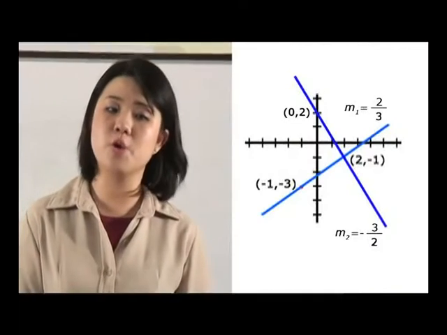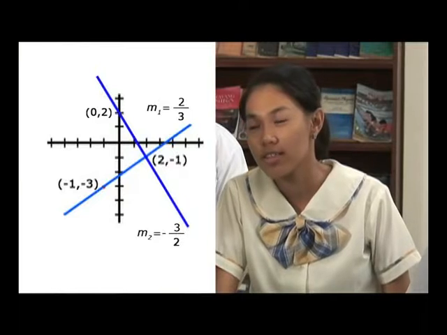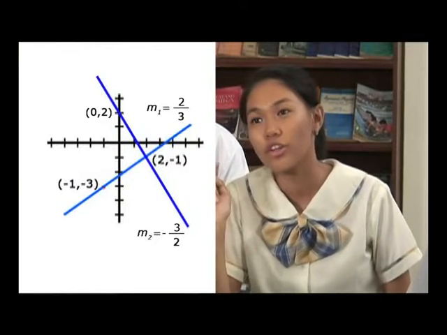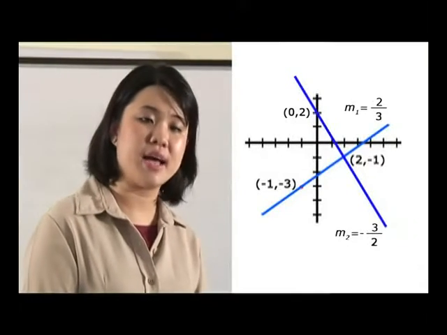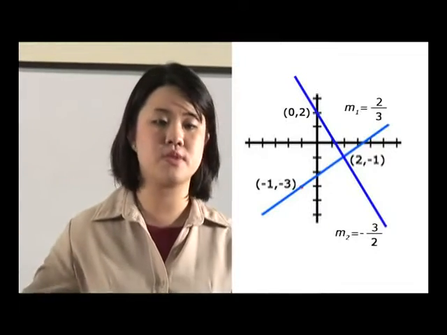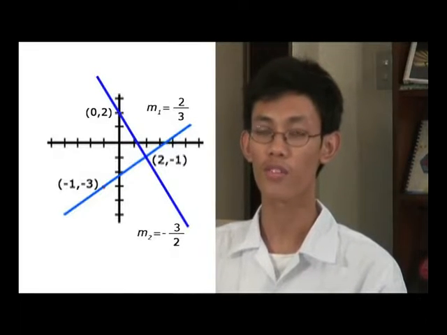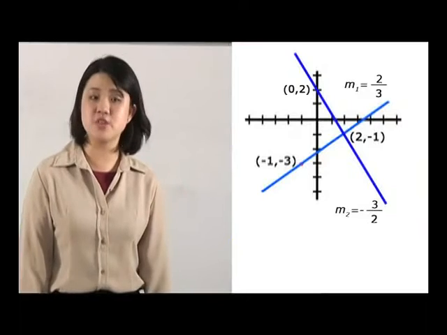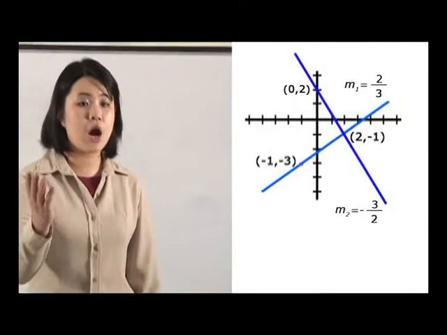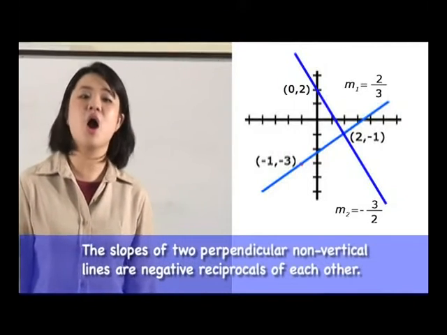So how are the slopes of the perpendicular lines related? They have opposite signs, one positive and the other negative. Aside from that, what do you notice about the numerical values of the slopes? The numerator of one is the denominator of the other, and vice versa. Good observation. As pointed out by Arwin and Joseph, the slopes of two lines perpendicular to each other are negative reciprocals. Negative reciprocals? What does that mean?